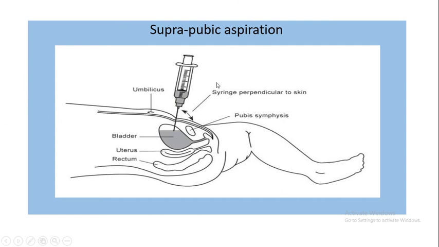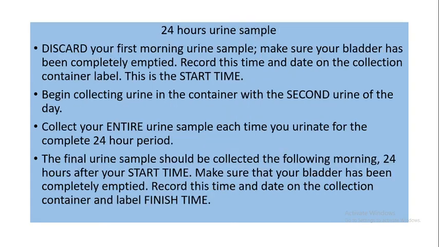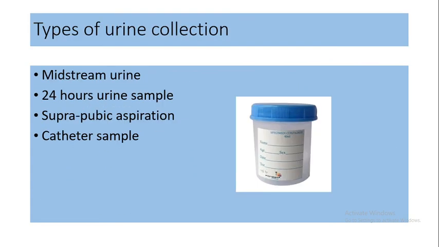So these were the four methods of collection of urine. I'll quickly summarize. We have midstream urine collection, wherein the first part of urine is discarded and the middle part is collected. 24 hours sample, where you collect the urine for 24 hours. If you get up in the morning, the first sample is discarded. From the second urine sample you collect, and thereafter you collect it for the whole day and night, and next day morning you collect the first sample. That whole will constitute a 24-hour sample.